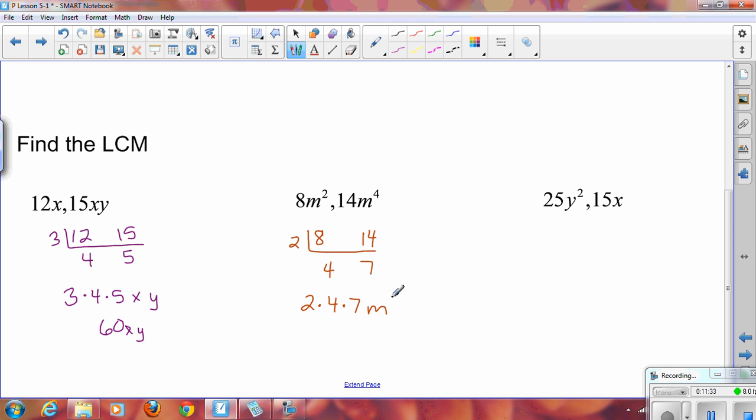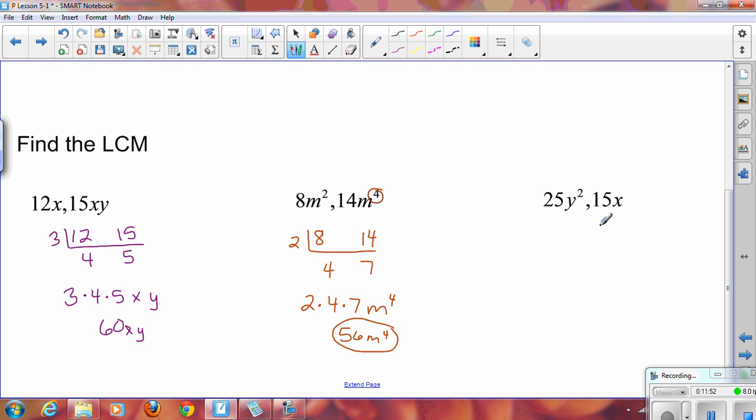Our variable is m. It's the only variable mentioned. 4 is my larger exponent, so that's the one that gets listed. 2 times 4 is 8, times 7 is 56, so the answer is 56m to the fourth. Okay.